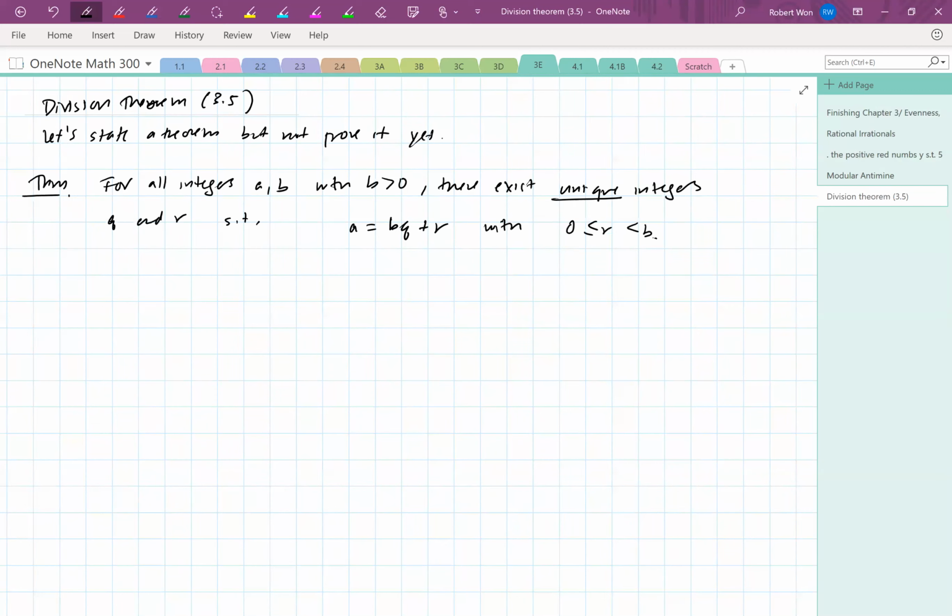Now, what does this theorem mean? If you understand what this theorem means, then you don't need to memorize it because you'll just remember what it is. The variable names here, a, b, q, and r, or at least q and r, are supposed to be chosen suggestively. Q here stands for quotient, and r here stands for remainder. What this theorem says is that you can divide a by b and get a unique quotient and remainder where you're choosing the remainder to be between 0 and b.